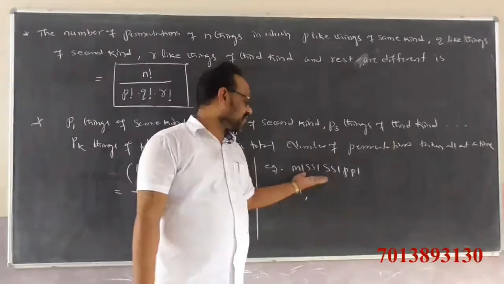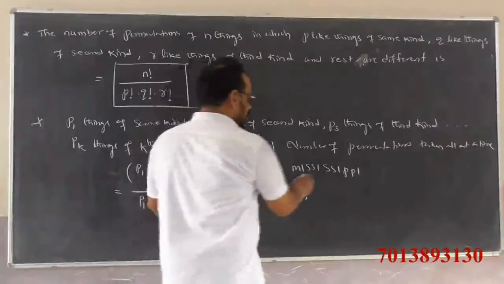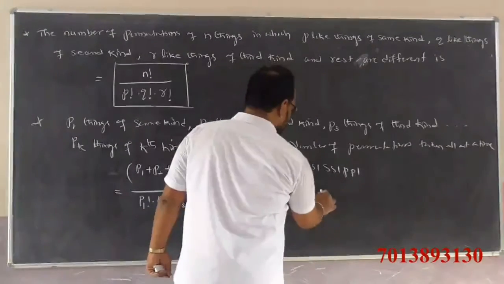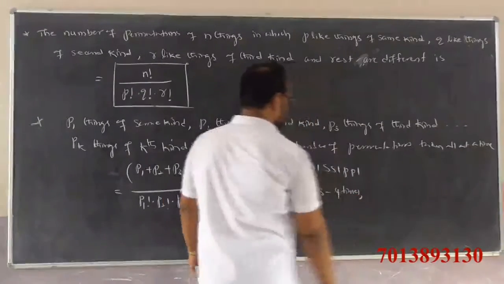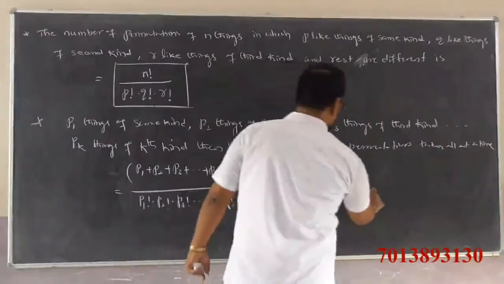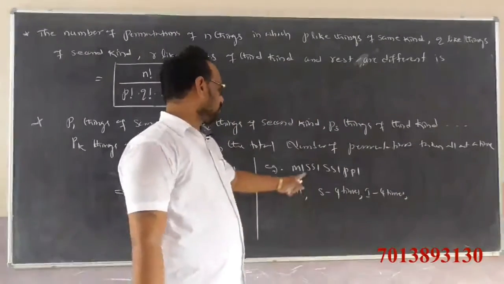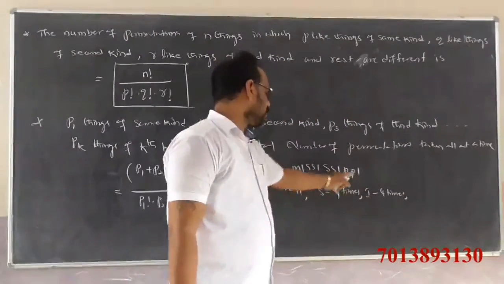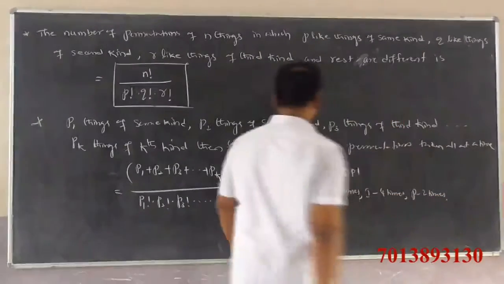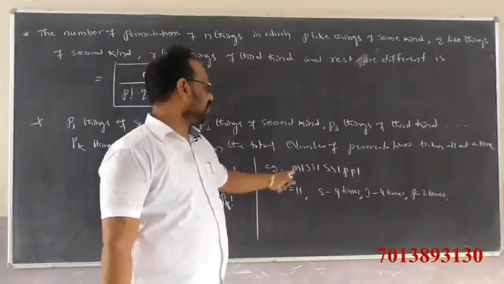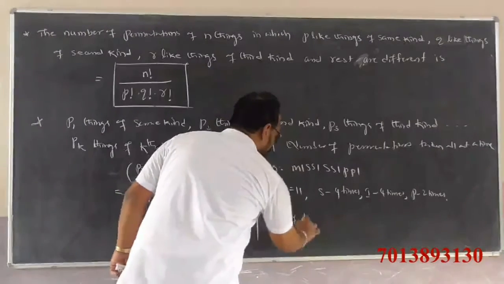Observe here, M is only 1 time, S is 4 times, and I is also 4 times. P is 2 times. The rest are different, that is, M is different. So we want the number of permutations.